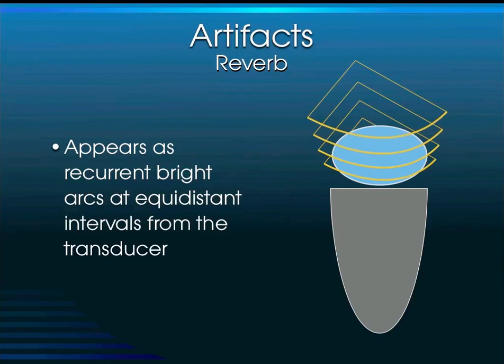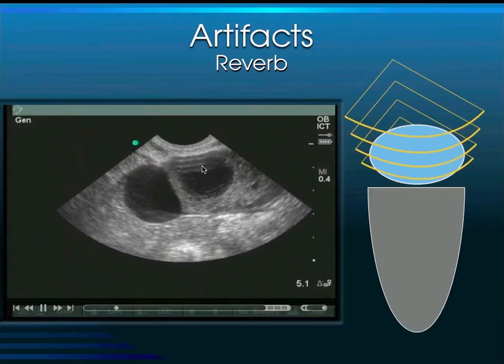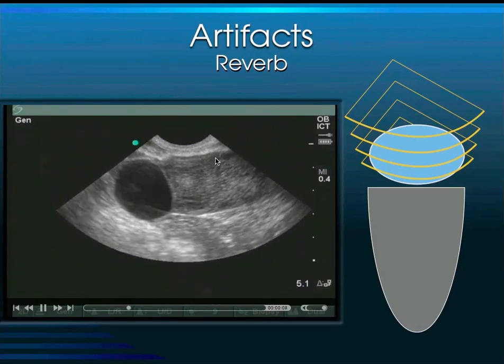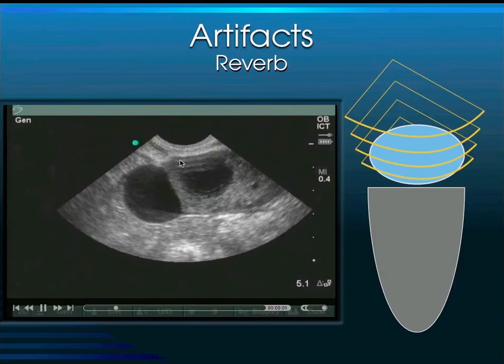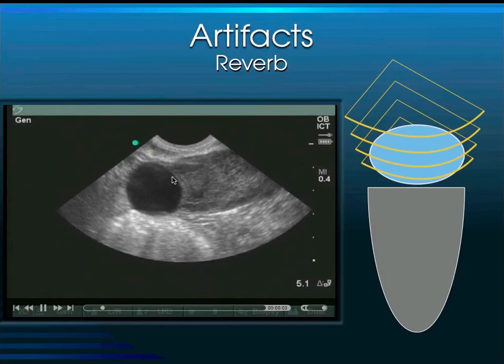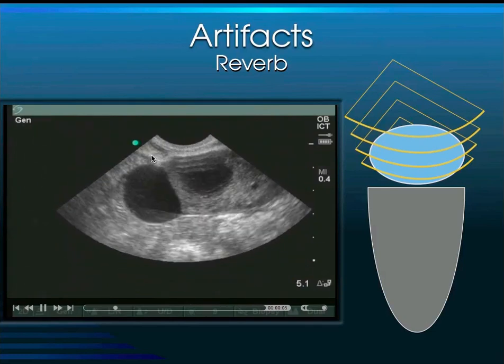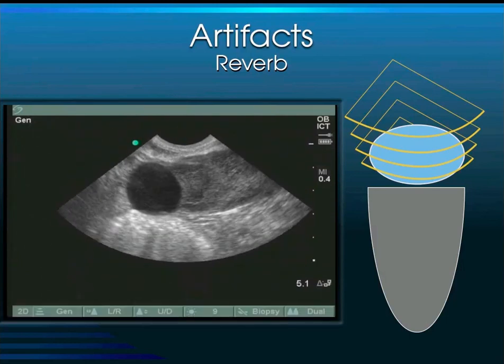Reverberation artifact appears as equidistant arcs from the transducer. When you see these equidistant reverberation artifacts, and we see that a lot on transducers, you don't want to mistake that for something anatomic or pathologic. So this is an ovarian cystic structure seen with the intracavitary transducer, and we see these equidistant arcs coming down right here, and that's not a hemorrhagic cyst or anything clinical. That's simply reverberation artifact. We see it anytime we use a curved or a phased array transducer. Very commonly we see these reverberation artifacts.